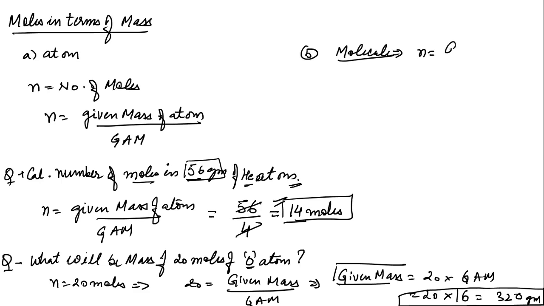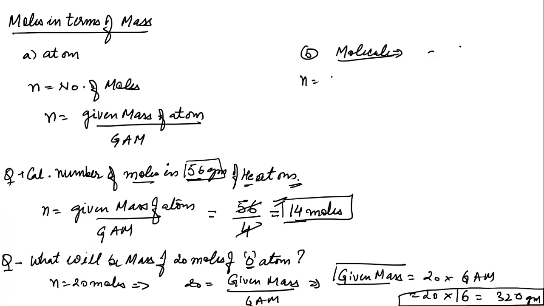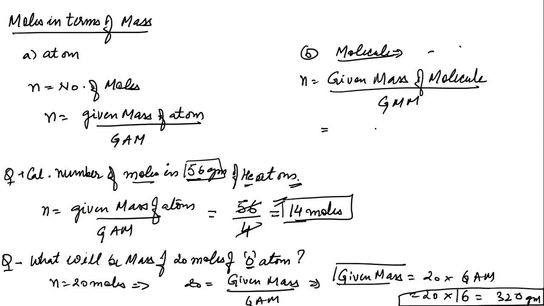Now the same thing is there in terms of molecules. This is important. n is equal to given mass of molecule divided by gram molecular mass. Fine.